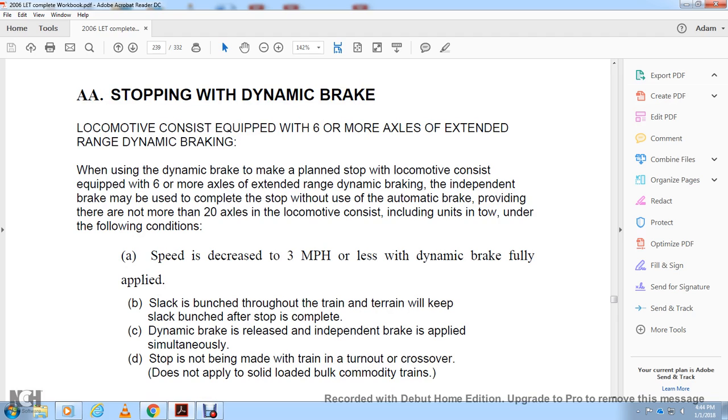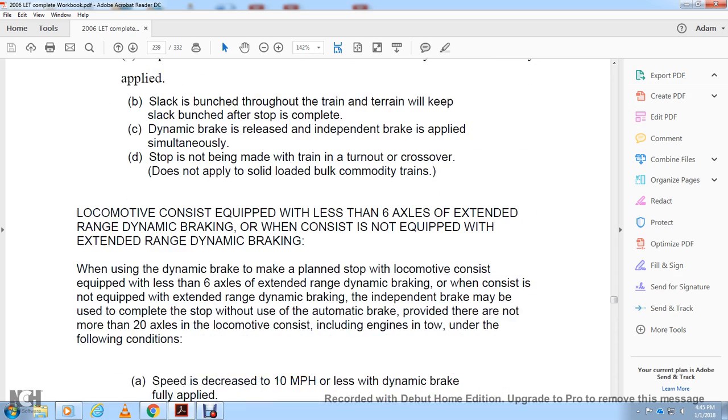Slack is bunched throughout the train, and the train will keep the slack bunched after the stop is complete. The dynamic brake is released and the independent brake is applied simultaneously. This stop is not to be made with the train in a turnout or over a crossover. This does not apply to solid load bulk commodity trains.